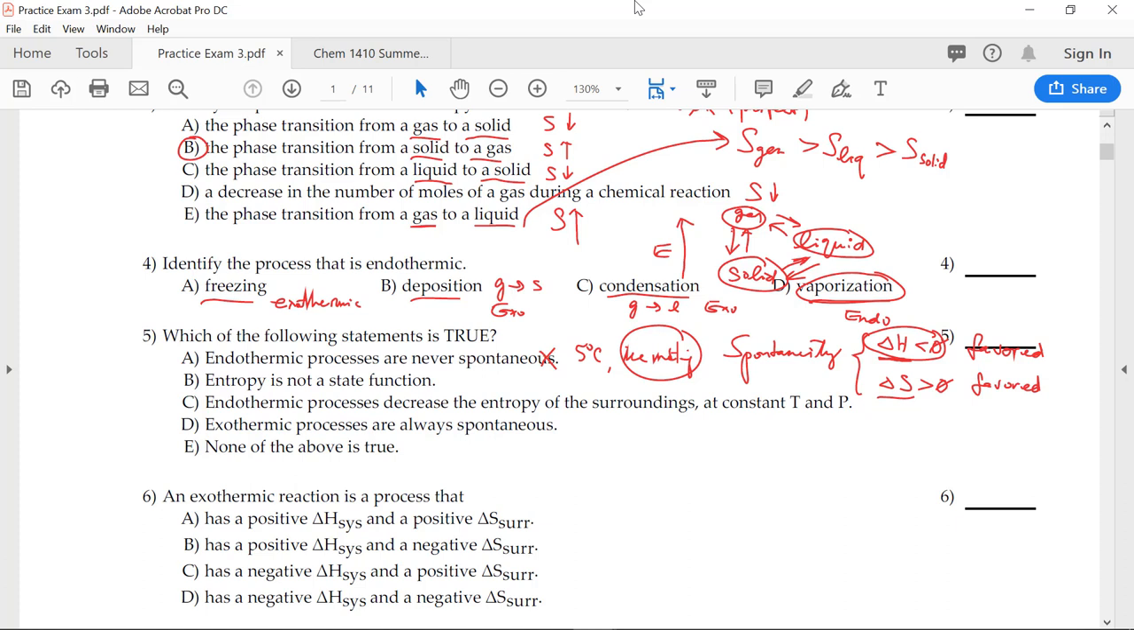So A is wrong. B, entropy is not a state function, so that's wrong. In general chemistry 1, we already learned a state function means you can calculate the difference just by looking at the final and initial state. Entropy is a state function. You've got to remember that. So this statement is wrong.